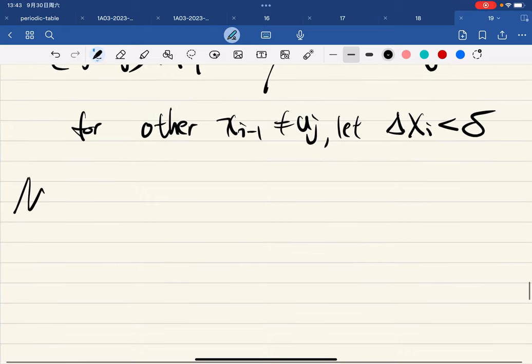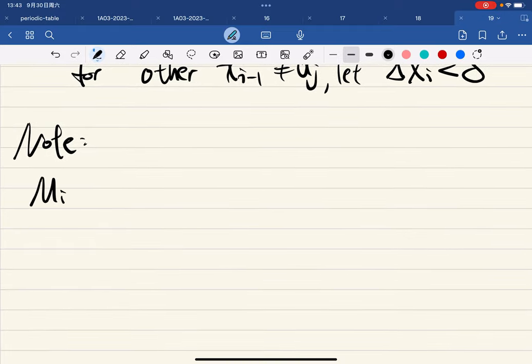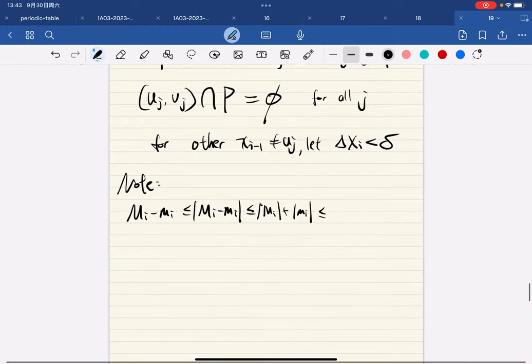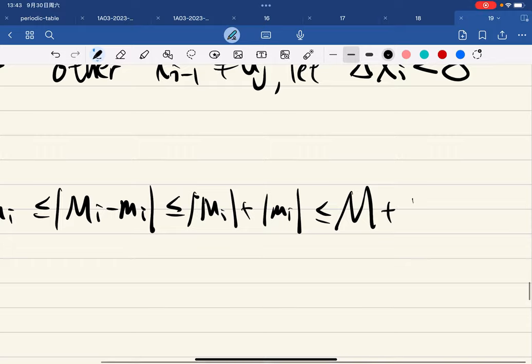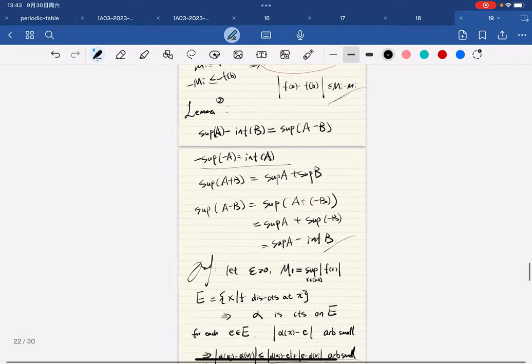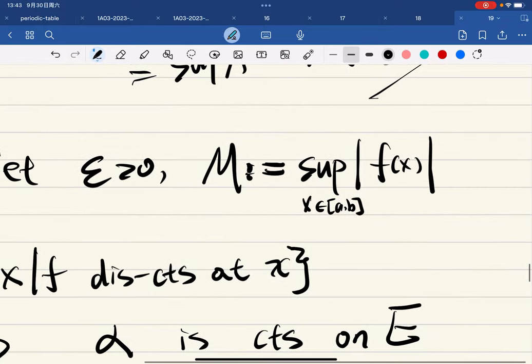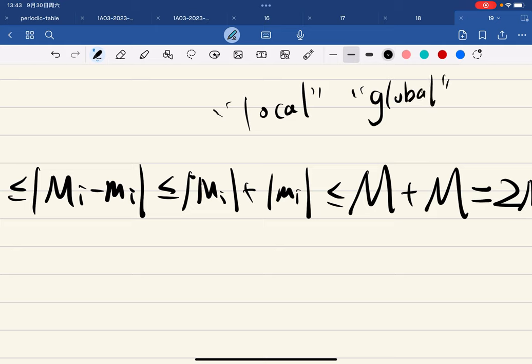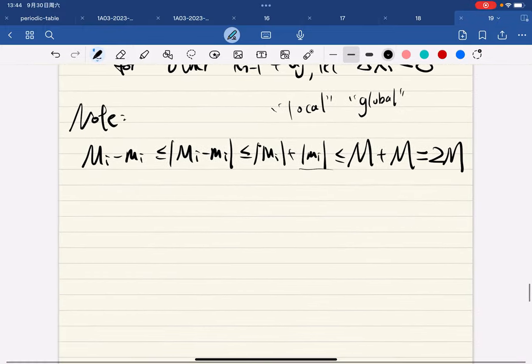Okay, now note that something's happening. M_i minus little m_i. Of course, this is trivial, right? And by triangle inequality, again, this is less than. Because this is what we define. It's a supremum, a global supremum, which is of course greater than the local supremum, and lower bounds are of course less than the upper bounds. We're all good.